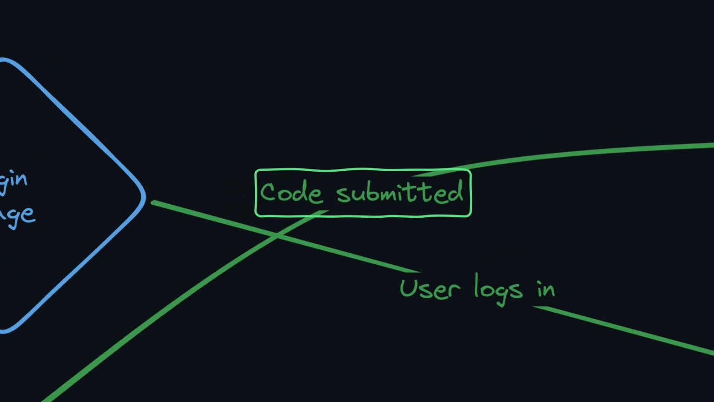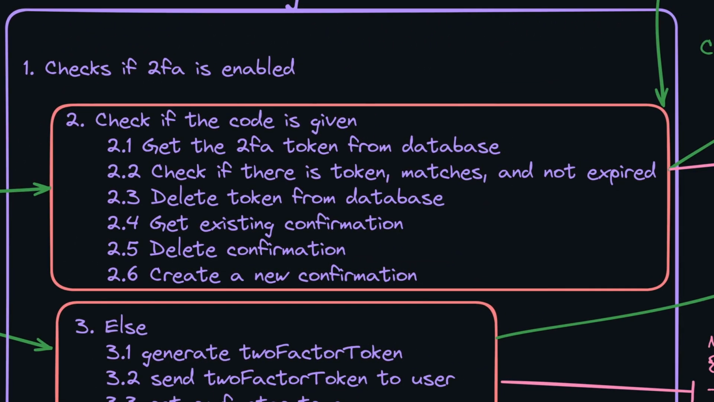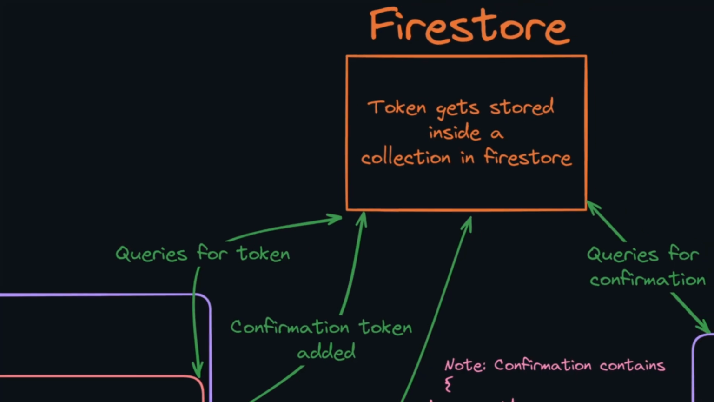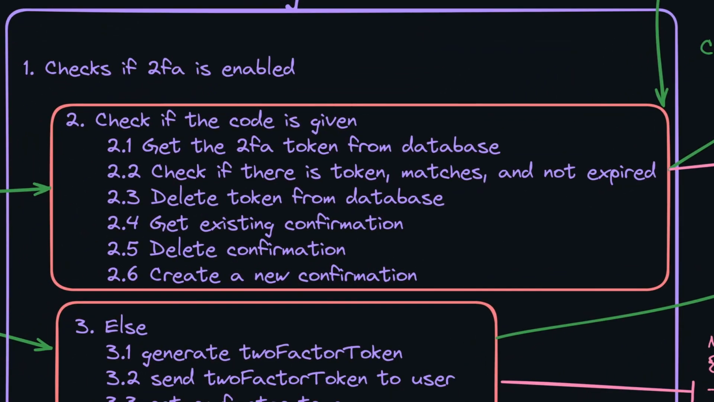It will then lead us to the first if part that we have, where we check if there is a code given, and then get the 2FA token from the database. So we're going to query that, and then we're going to check if there is a token that matches, that's not expired, all that kind of stuff. Delete the token from the database itself, get existing confirmation, delete confirmation, create a new one.